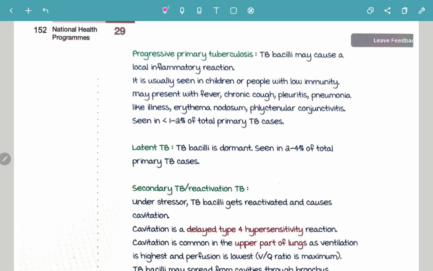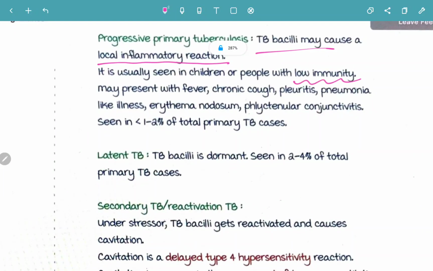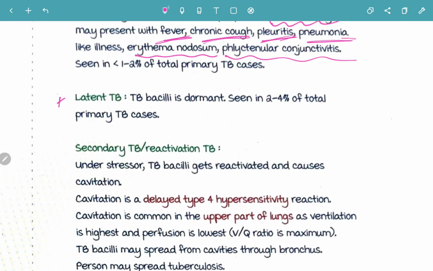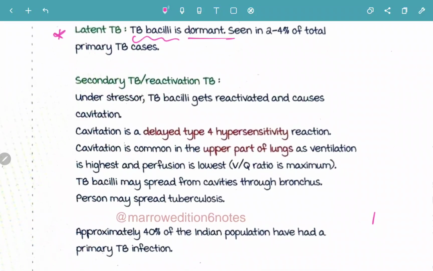Progressive primary tuberculosis. The TB bacilli may cause a local inflammatory reaction and it is usually seen in children or people with low immunity, and may present with fever, chronic cough, pleuritis, pneumonia-like illness, erythema nodosum, phlyctenular conjunctivitis. Now let's see what is latent tuberculosis. TB bacilli is going to be dormant in latent tuberculosis, seen in 2 to 4% of total primary TB cases.